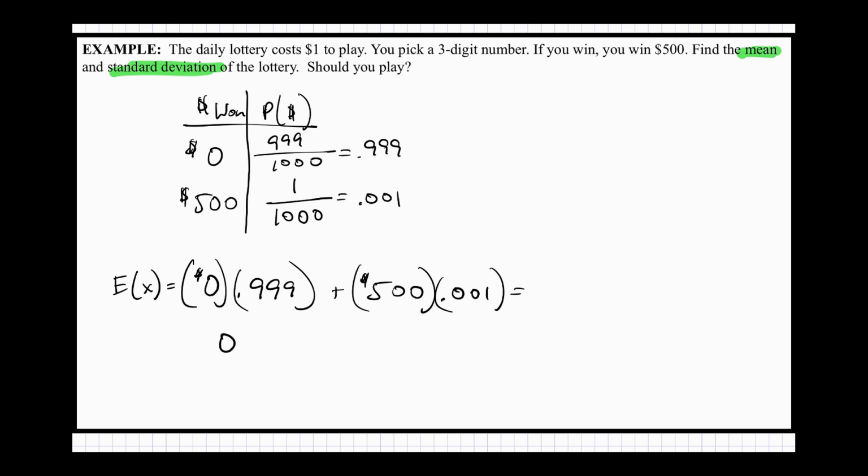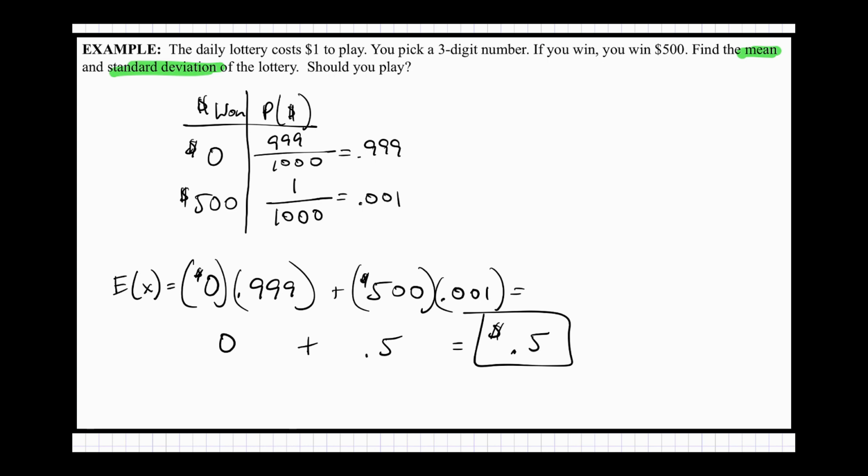The first one's going to be 0, since 0 times anything is 0. The next one is 500 times 0.001. Sorry, it's 500. And you get 0.5. Okay. That's the expected value.